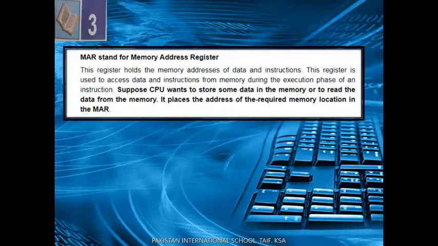MAR stands for memory address register. These registers are used to hold the memory addresses of data and instructions. This register is used to access data and instructions from memory during the execution phase of an instruction. Suppose the CPU wants to store some data in memory or read data from memory, it places the address of the required memory location. So this is MAR, and memory buffer register is another. MAR is basically a type of special purpose register.